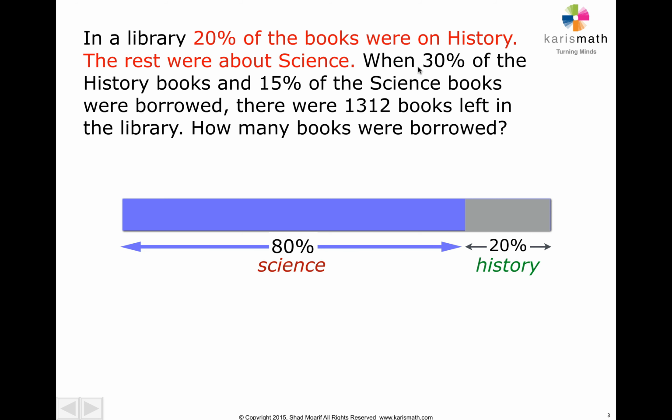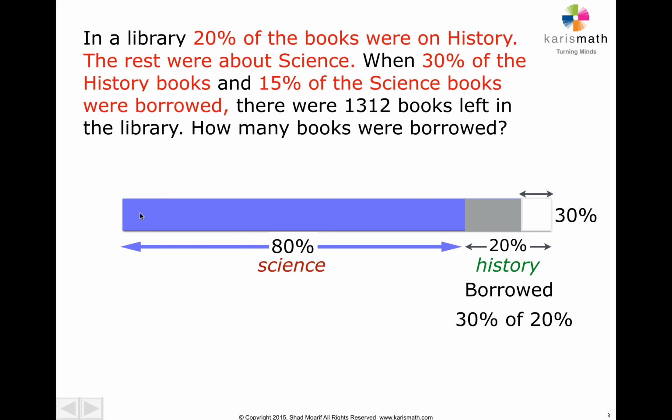Now, when 30% of the history books, that means we take a small section here, 30% of the history books, and 15% of the science books, this bit here, it means 30% of 20%, right? Because 20% is history. So 30% of 20%, and 15% of the science books means 15% of 80%. These were borrowed.